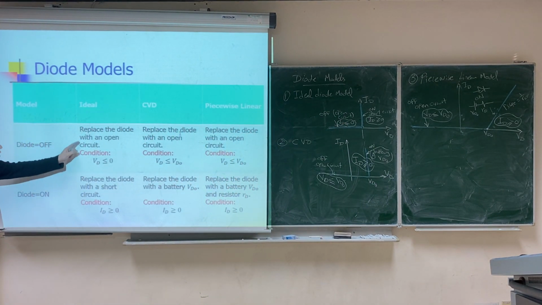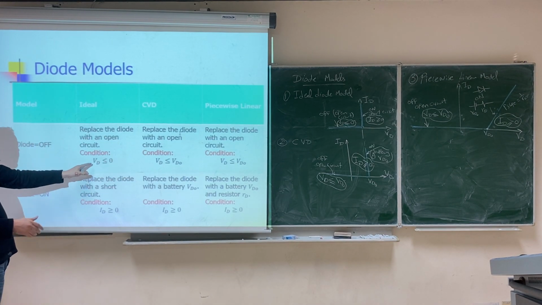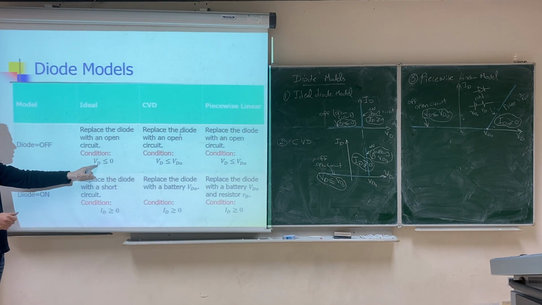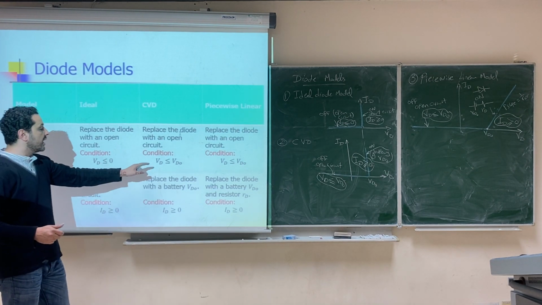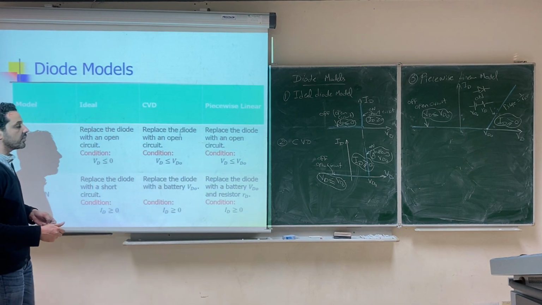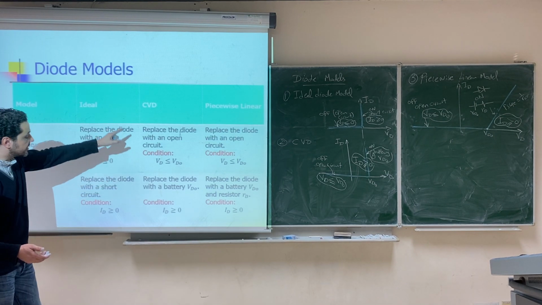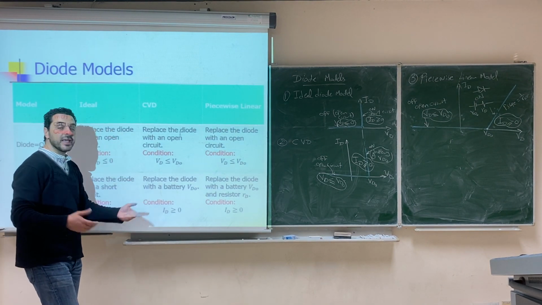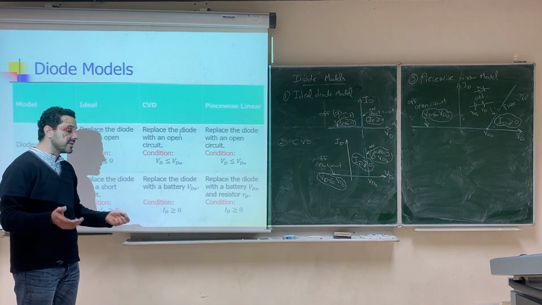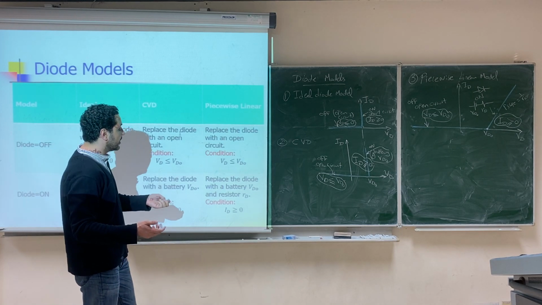When the diode is off, you replace it with an open circuit. But the condition here in the ideal diode is that VD must be less than 0. Here VD must be less than or equal to VDO. When the diode is on, then you can replace it here in the ideal by a short circuit, and the condition is that the current is greater than 0. In the constant voltage drop model, when it is on, you replace the diode by a battery of value VDO, and the condition is that ID is greater than or equal to 0.